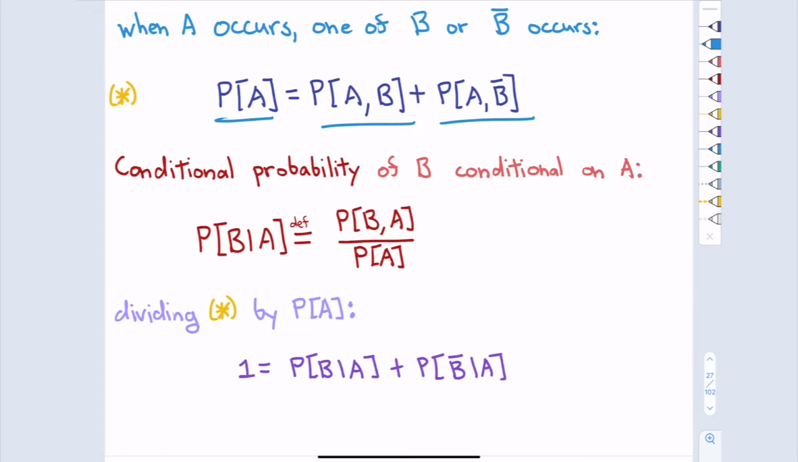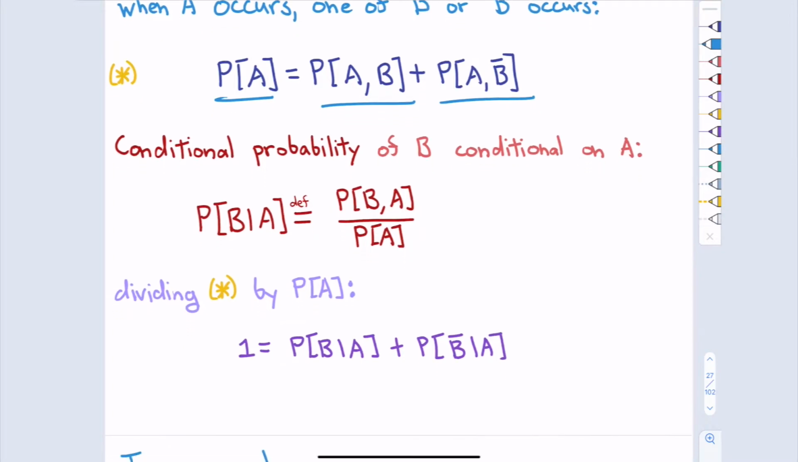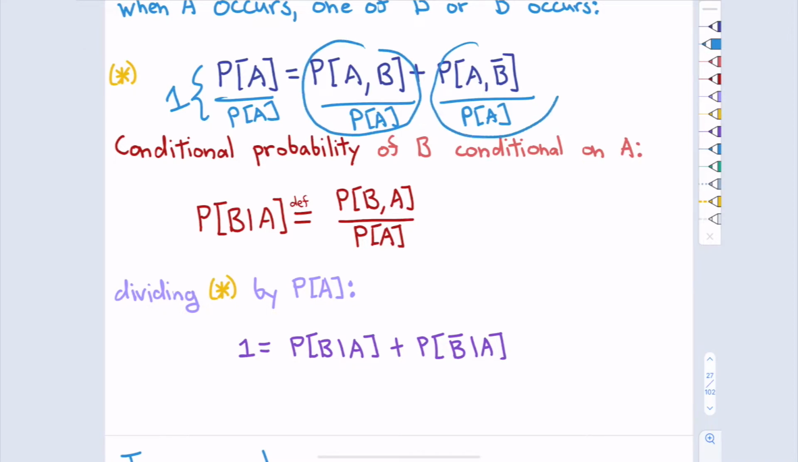But if I take this expression and divide everything by the probability of A, okay, this term becomes 1. And I have these two fractional values adding up to 1. They also look like probabilities. Okay, so this is called the conditional probability, where B is conditional on A.